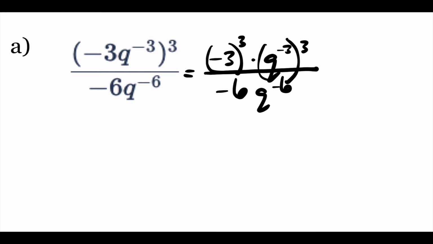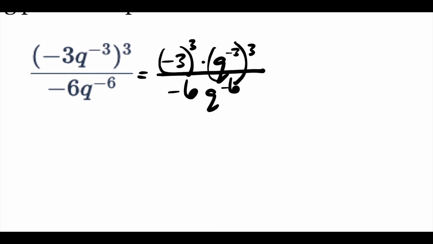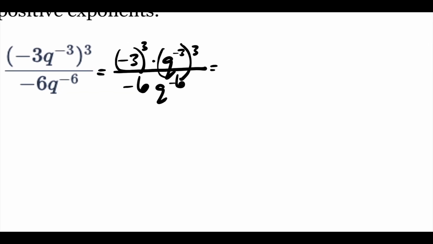Okay. So I have -3 to the 3rd power. What is -3 to the 3rd power? Not negative 9. Negative 3 times negative 3 times another negative 3. Negative 27. Yeah, it stays negative. So negative 27. And then these two guys I'm going to multiply, and I'm going to get q to the negative 9.